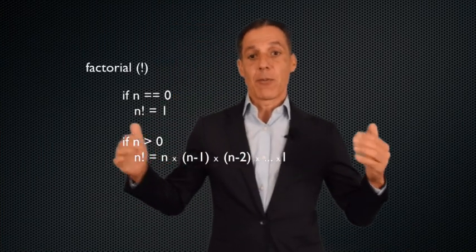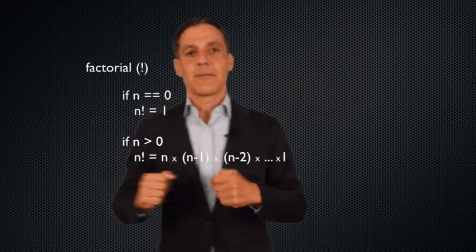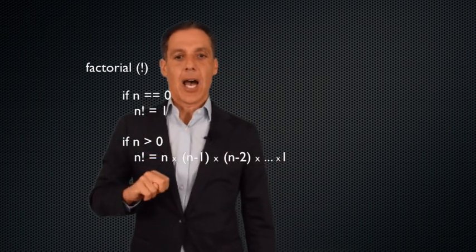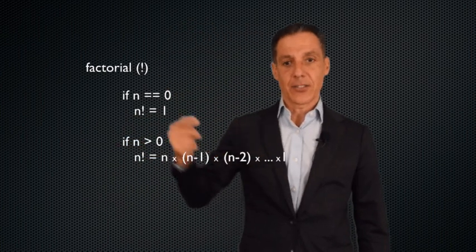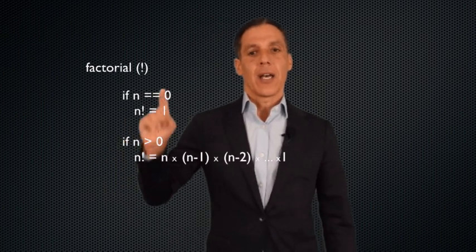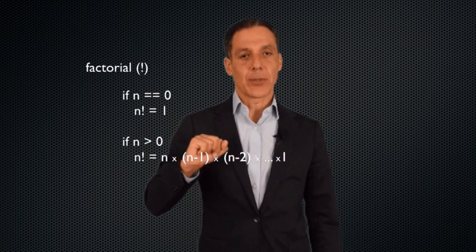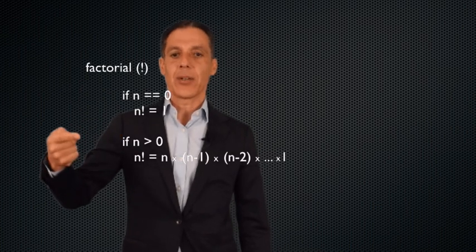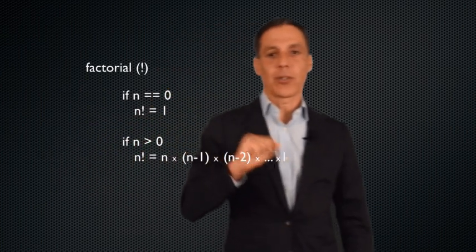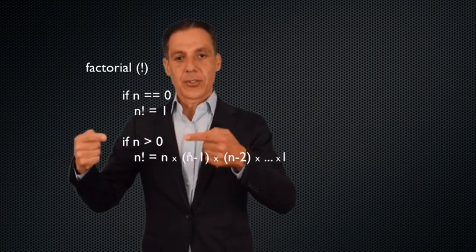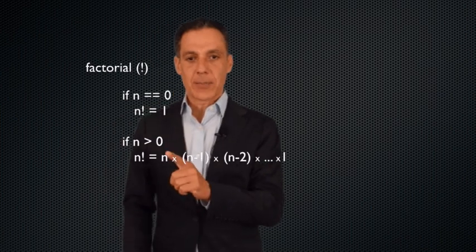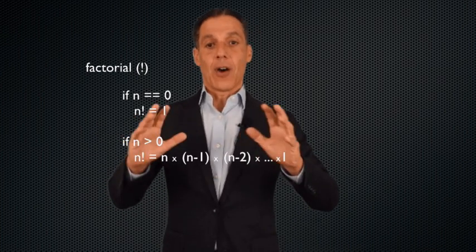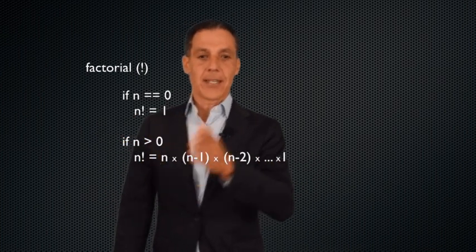All right, let me start by reminding you of the definition of the factorial operator. So of course, the factorial operator is denoted with an exclamation mark, and it has the following definition. It is defined, as you can see here, only on integers that are greater than or equal to zero. So the definition of factorial says that if n is 0, n factorial is equal to 1. So 0 factorial is 1. And for all integers greater than 0, n factorial is defined to be n times n minus 1 times n minus 2 down to 1. That is the product of all of the positive integers from n down until 1.